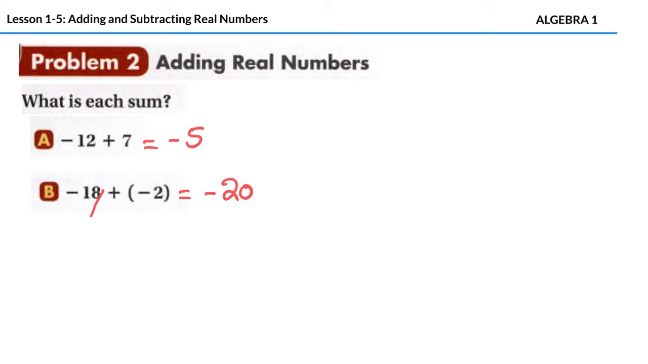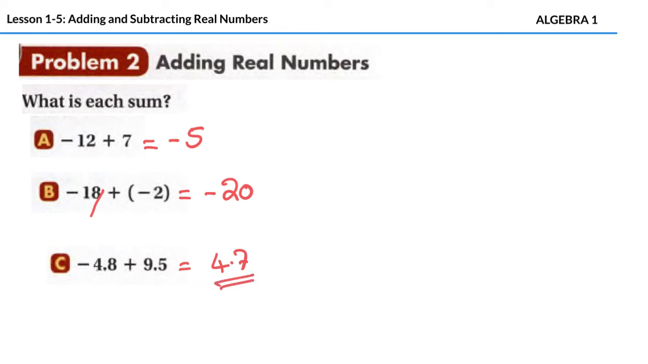Let's try another. So negative 4.8 plus 9.5. The signs of the two numbers added are different. So you will take the absolute values of them and you will subtract them. So 9.5 minus 4.8 is 4.7. But the question is, what is the sign of this 4.7? The greater number is 9.5, and 9.5 is a positive number. So the answer of this is plus 4.7.